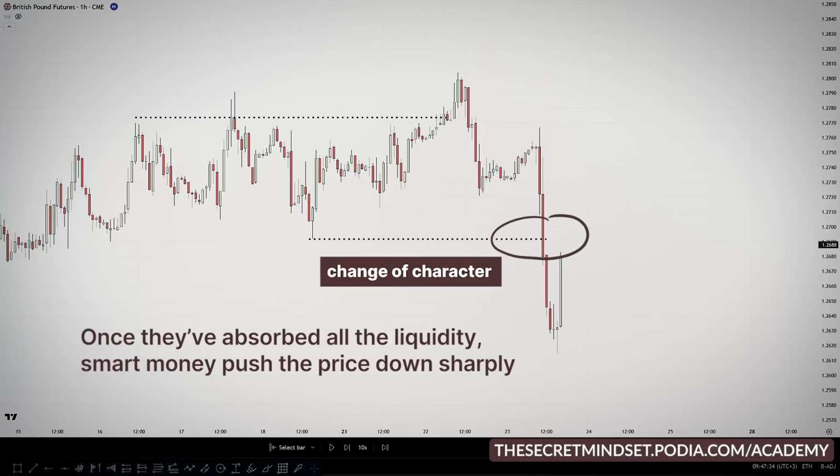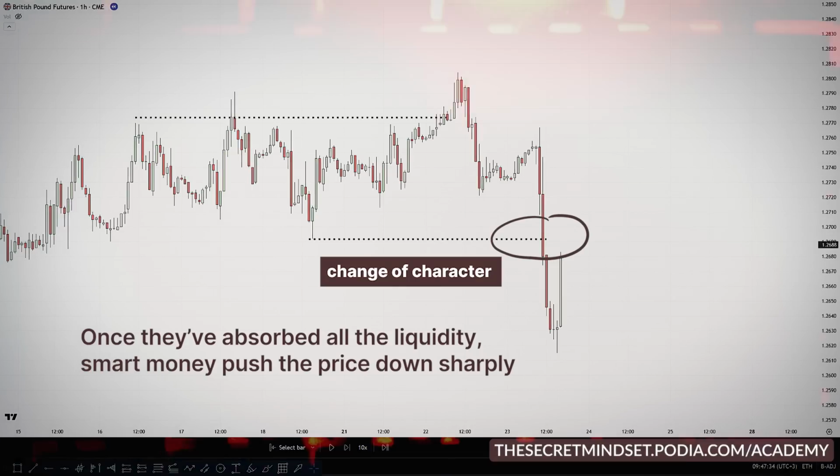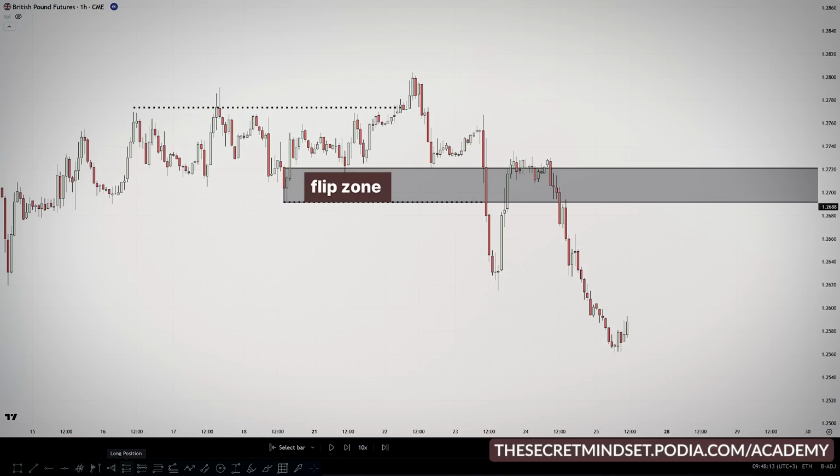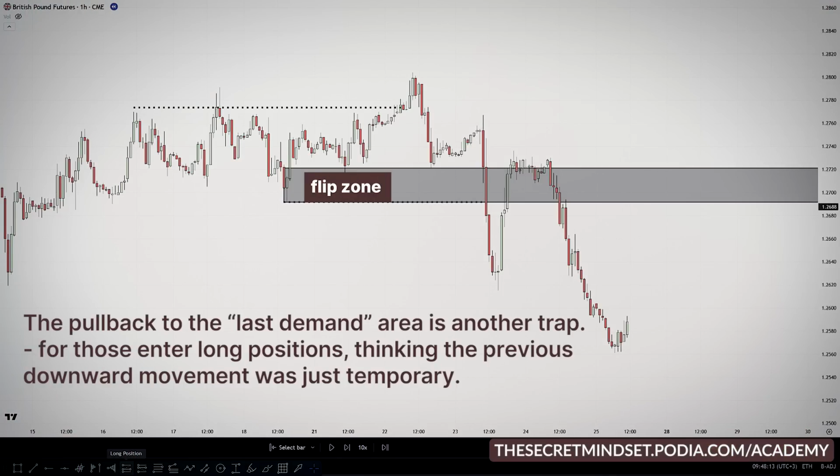As I said, this catches many traders off guard, especially those who just entered long positions thinking the uptrend would continue. And the retrace to the last demand area can be seen as another trap. Many will see this as a chance to enter long positions, thinking the previous downward movement was just temporary. But the smart play here is to use this pullback to find a short signal.